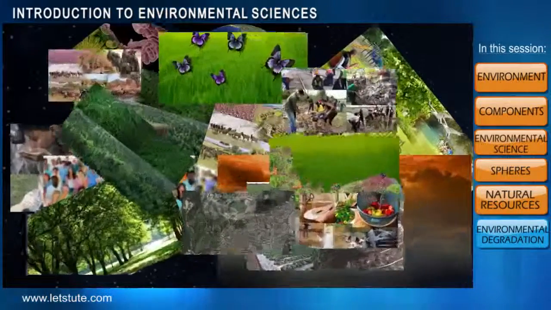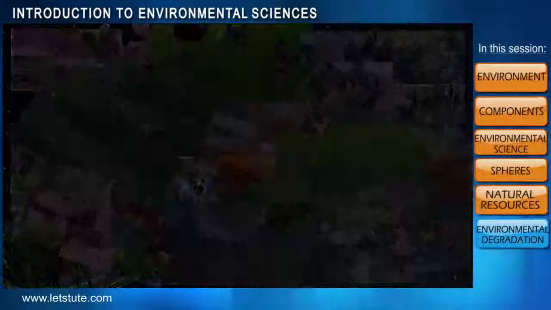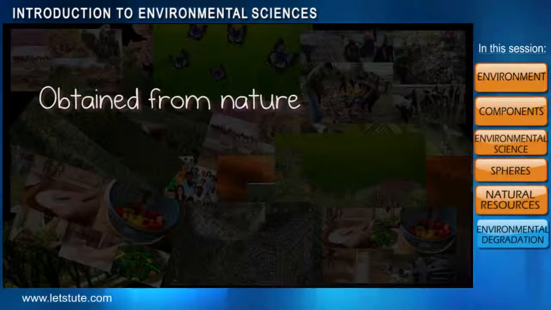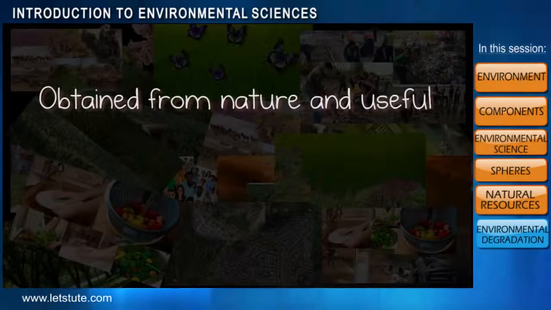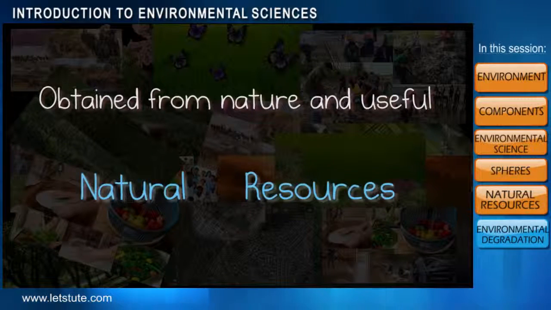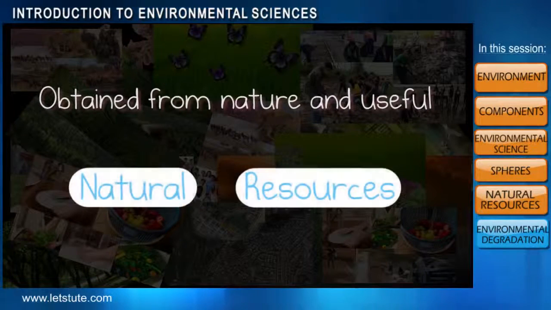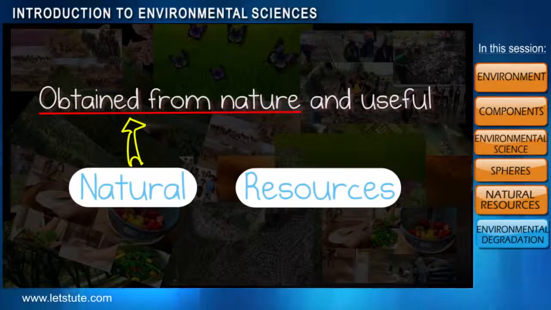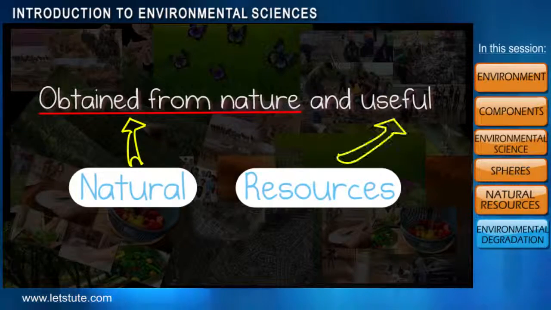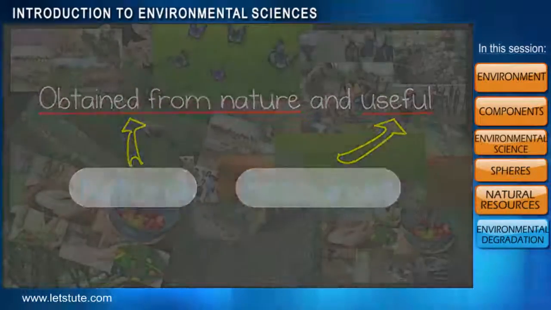Friends, if you observe, all these things are obtained from our nature and are very much useful to us, and hence we call them natural resources. Here, if you split the term, the meaning is very simple. Natural means from the nature, and resource means something which is of use to us.